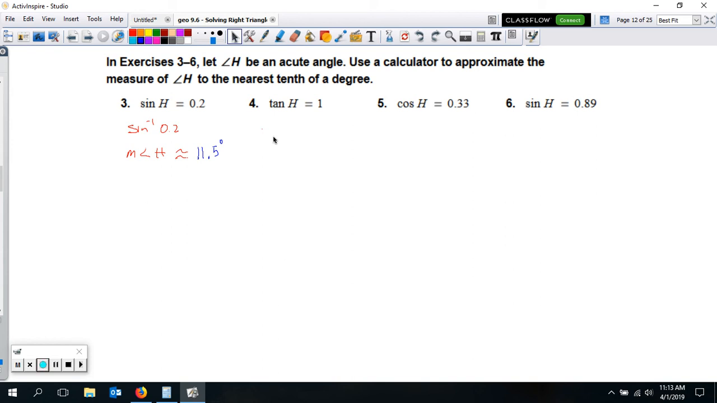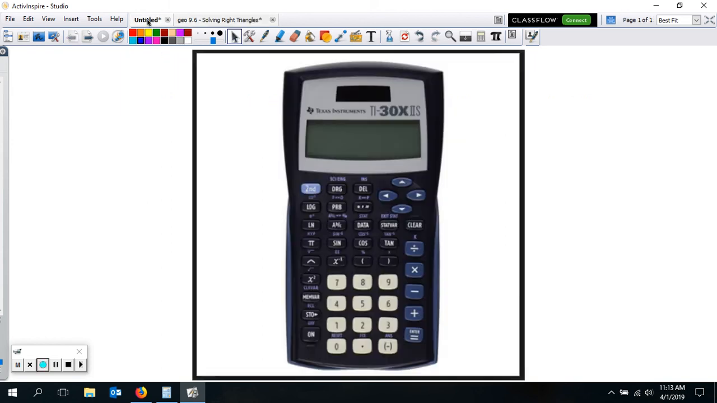Now on the calculators in class, let's take a look at how we would do that here. So here's the calculator we use in class. Our sine, cosine, tangent buttons are here. We would have to hit the second button, then the sine. That would give us the inverse sine, and then we would type in 0.2 and close the parenthesis, hit equals. That would give us our answer, that 11.5 number. So that's how we would use this calculator.